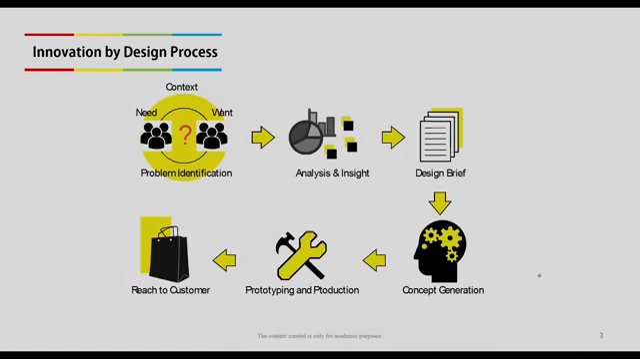Now, let us discuss the innovation by design process. Innovation by design process starts with problem identification. Using different methods, the problem has to be identified, then it goes to the analysis and insight phase, where the nature of the problem has to be analyzed. We have to identify why it is happening, the root cause of the problem, where it is happening, the context, and when it is happening, the time. By doing that, we understand the scenario.